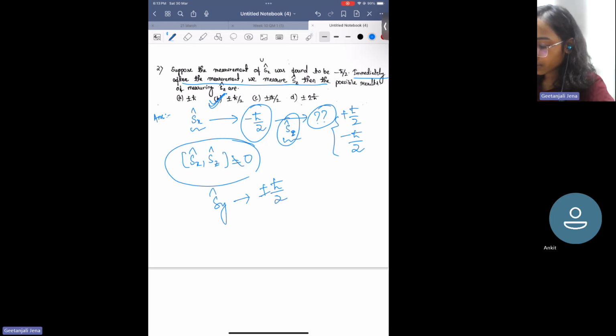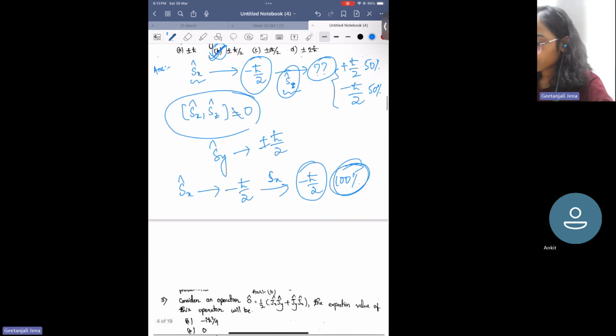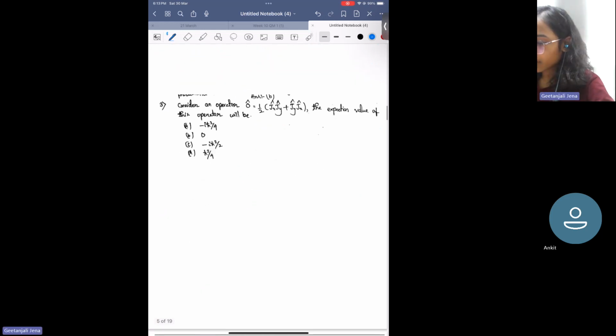But if immediately after the experiment you measure Sx instead of Sy, then you will get minus ħ/2 only, with 100% probability. So here the probability will be 50-50. But if you measure Sx, then you will get minus ħ/2 with 100% probability. So it's based on this Stern-Gerlach experiment.